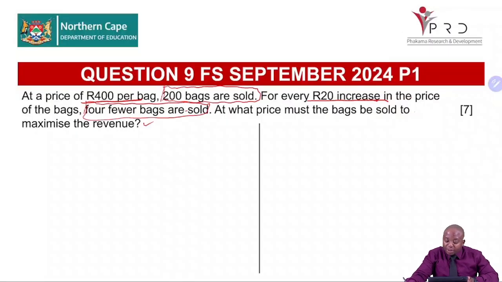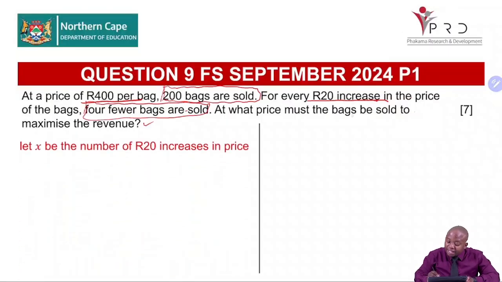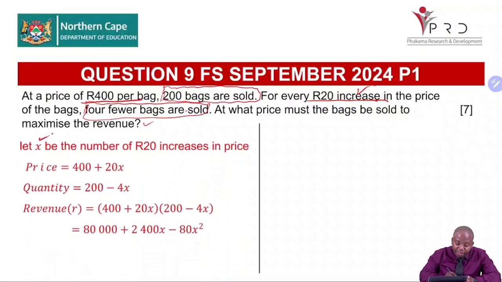So we are going to start by looking at the price. And the price, we are saying there is an increase of 20 of the bag. So there's an increase of 20 for every bag in this case. So we're going to say, let X be the number of the 20 rand increases in the price. As the price increases, it's going to increase by the variable X. So now the price is going to be the 400 plus the increase, 20 times X, because this 20 rand is going to increase by the X as a variable. So that is our price.